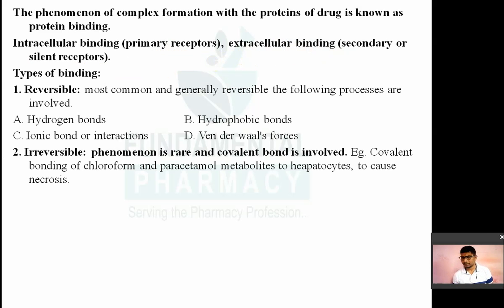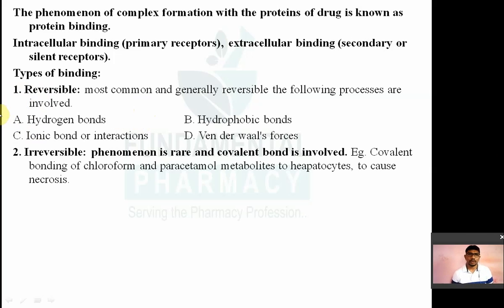Types of protein binding. A drug may bind to a protein in a reversible manner or in an irreversible manner. Now if the drug binds to a protein in a reversible manner, well and good, and that binding is reversible. That means the drug can be detached from the binding site, right? Reversible binding is the most common type of drug protein binding, and generally reversible protein binding of drug involves the following kinds of bonds.